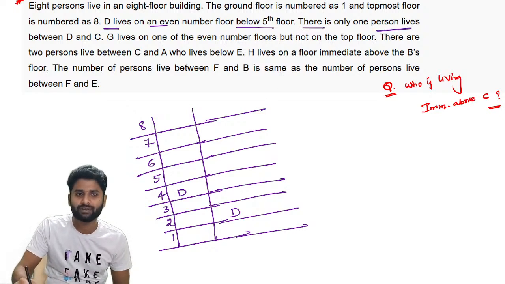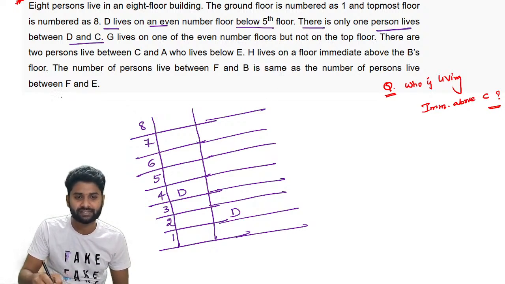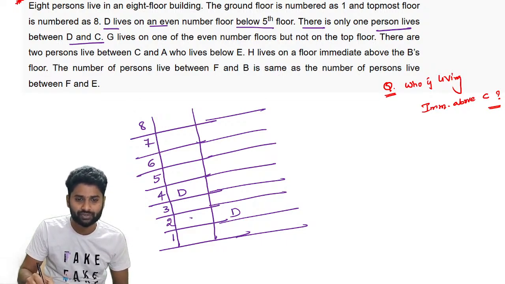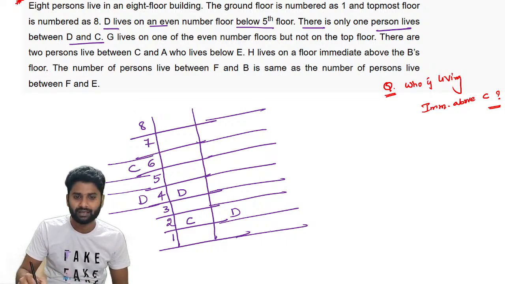And there is only one person living between D and C. Guys, there is only one person living between D and C. Here we have 2 possibilities. C can live on the second floor. Let's go for one more possibility. C can live on, there is one person between, so the sixth floor. In the other possibility, if D is on the second floor, C must be on the fourth floor.